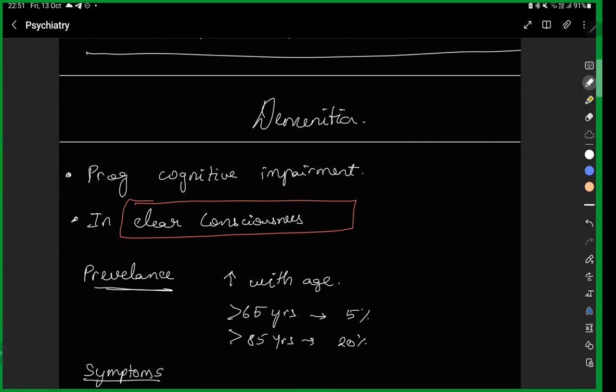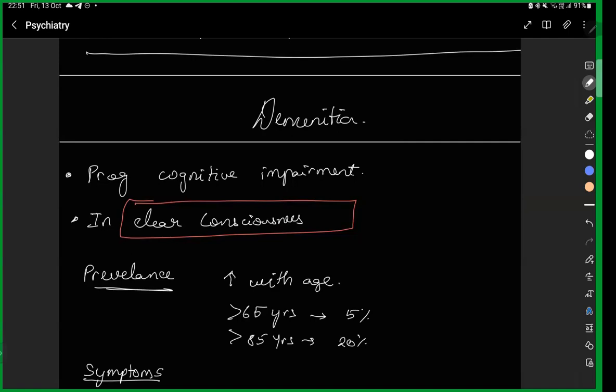It was Alzheimer's disease. And one of the important components of Alzheimer's is dementia. So what is dementia? It is a progressive cognitive impairment in the presence of clear consciousness. They will be conscious, unlike delirium, where consciousness is altered.